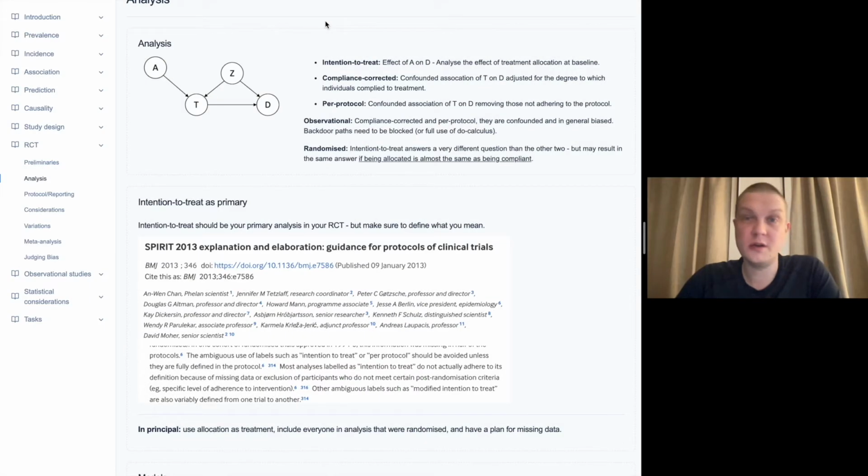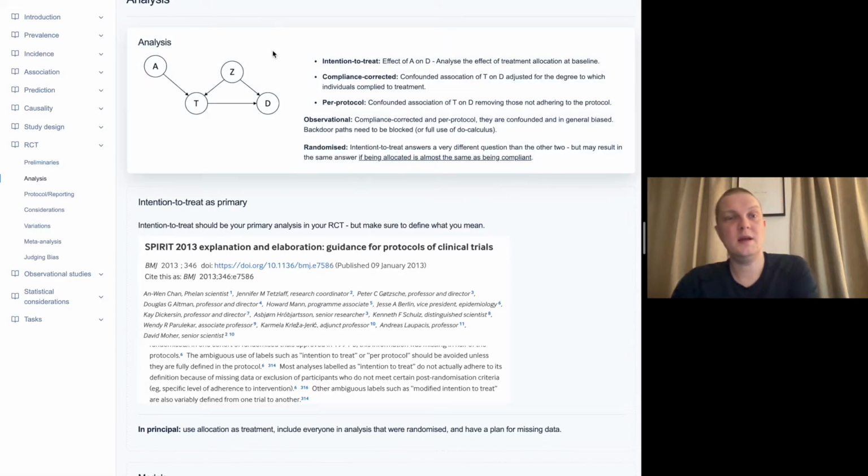We're certainly not going to go into all the gory details of analyzing randomized controlled trials. That's a topic for its own website and its own course. But we could look at strategies for analyzing randomized controlled trials in general terms. So in this type of analysis, we usually come across terms such as intention to treat, compliance corrected, or per protocol.